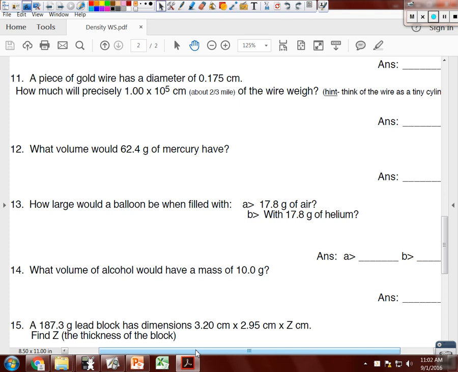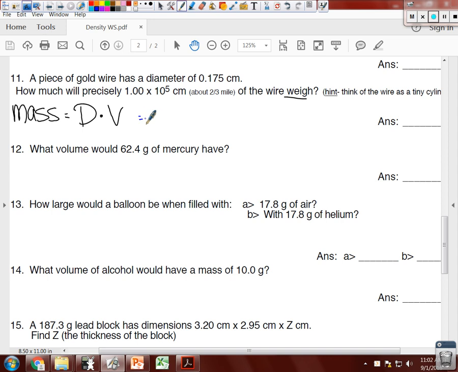Now it gives you a little hint. What does it tell you in the hint? Wire is a tiny cylinder. So we know about what we're going to have to do. Now, the most important question. What are we solving for specifically? What's the question in the question? The mass. We got to solve for the mass. According to the density triangle, mass is equal to what? Okay, density times volume.